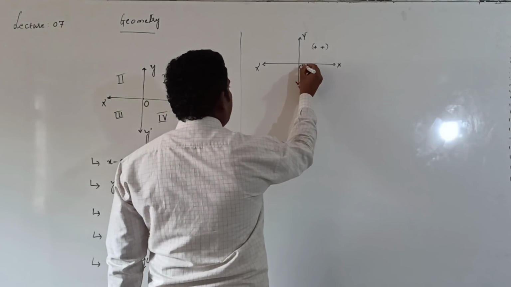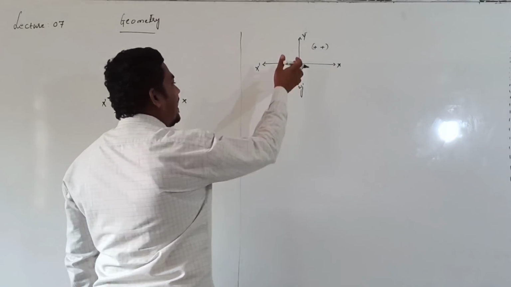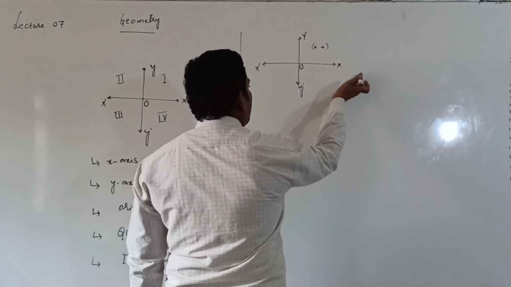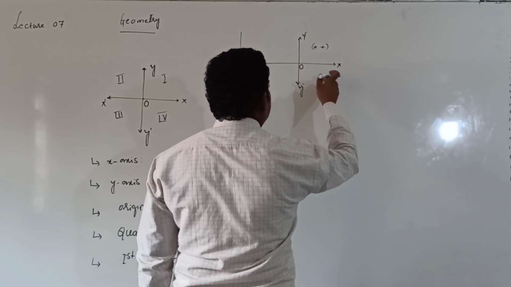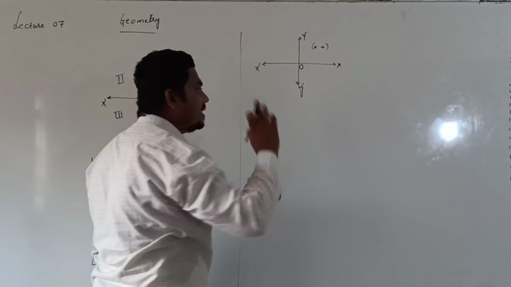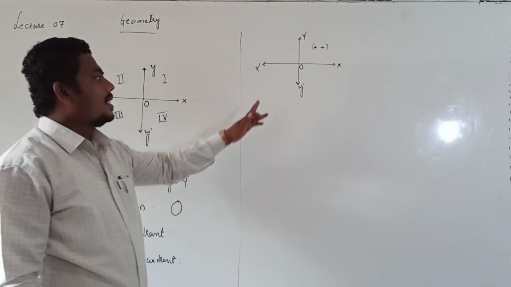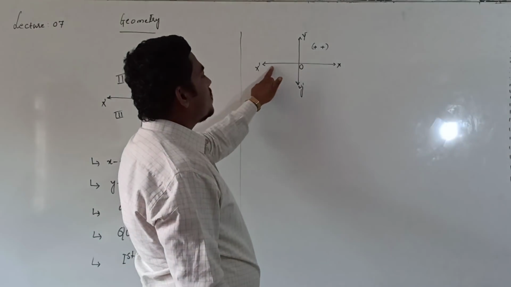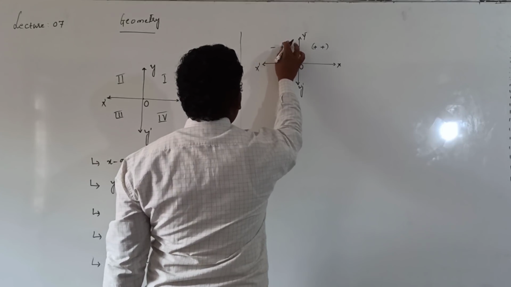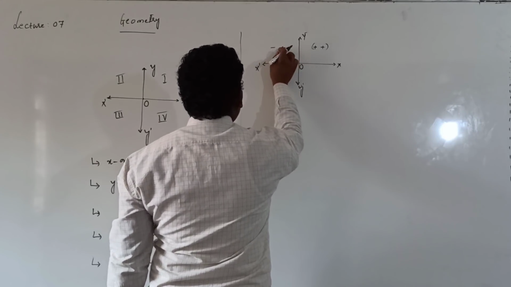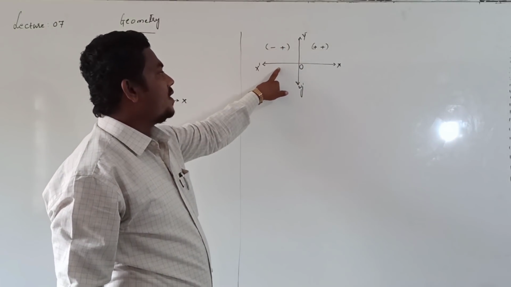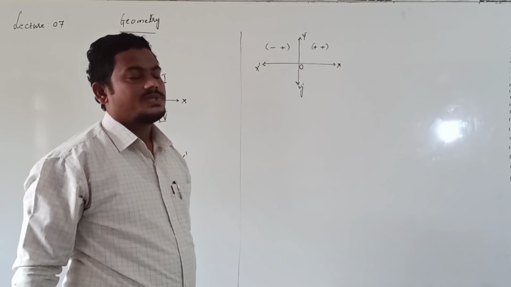The point of intersection is known as the origin. Left of the origin is the negative x-axis, right of the origin is the positive x-axis. Similarly, above the origin is the positive y-axis, and below the origin is the negative y-axis. In the second quadrant, the x coordinate is negative and the y coordinate is positive.